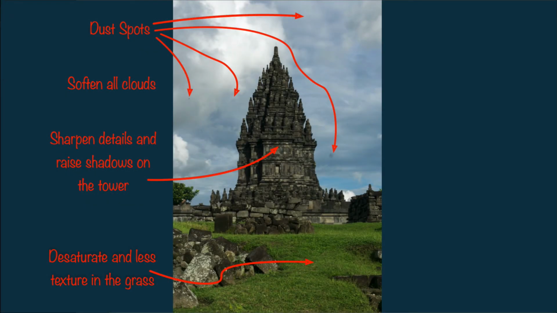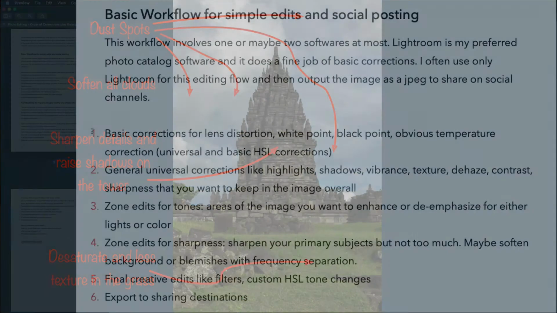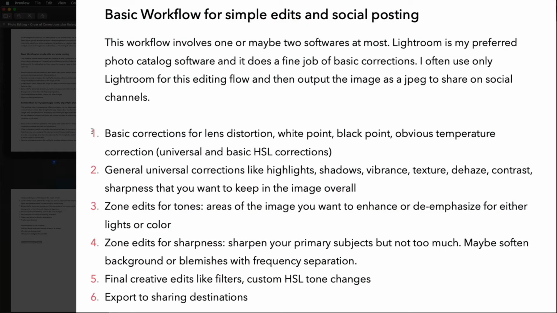The next step that you might take would be to start doing some zone edits or selective edits, where you pick out different parts of the image that you want to bring forward and draw people's attention to. So you might do some dodge and burn, which means brightening or darkening certain parts of the image. You might sharpen just one part of the image, and you might add a vignette to it. So these are all different types of edits that we're doing to direct people's attention to specific things within the photo.